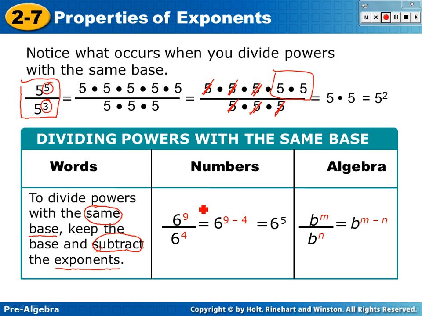So numerically it looks like this: 6 to the 9th divided by 6 to the 4th. Bases are the same. Then I just look at the exponents and I subtract them. Algebraically, b to the m divided by b to the n, bases are the same. I'm sorry, bases are the same, exponents are different, so I just subtract. All right, so let's look at a couple of examples here.